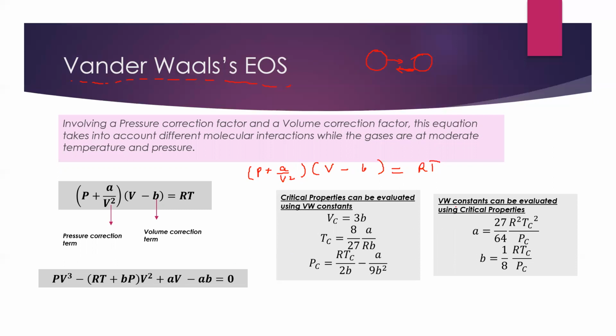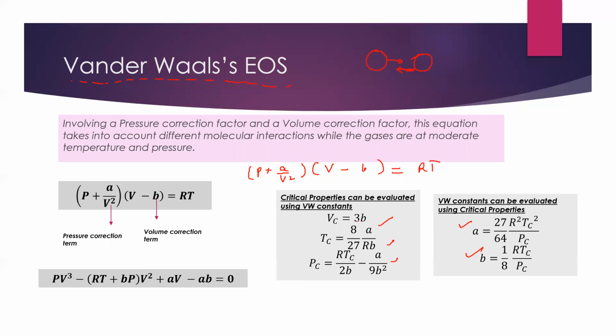If we want to evaluate the Van der Waals constants, that is A and B, then we can use these two equations: A equals 27 by 64 R square TC square upon PC, and B equals 1 by 8 R TC by PC. Similarly, using the Van der Waals constants, we can get critical pressure, critical temperature, and critical volume. So these two things can also be interrelated.